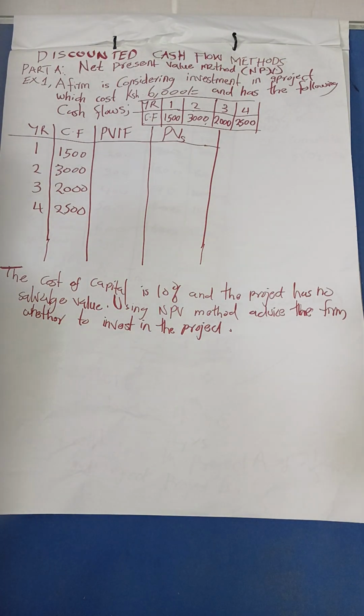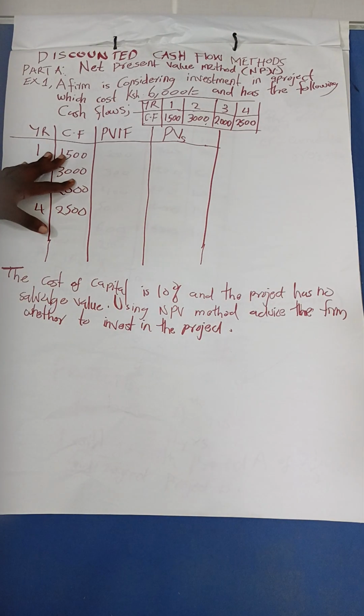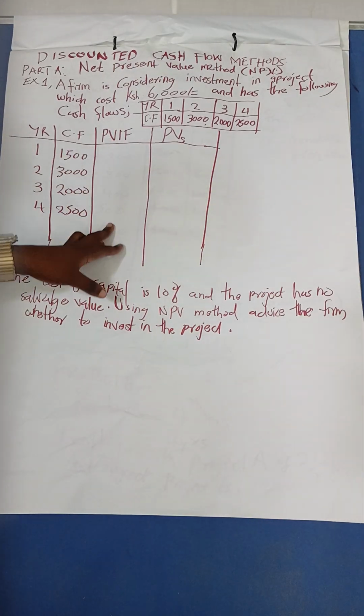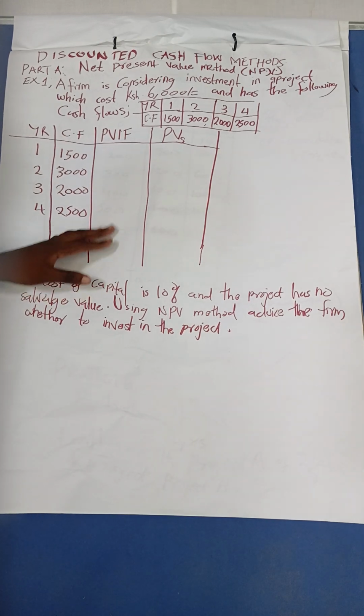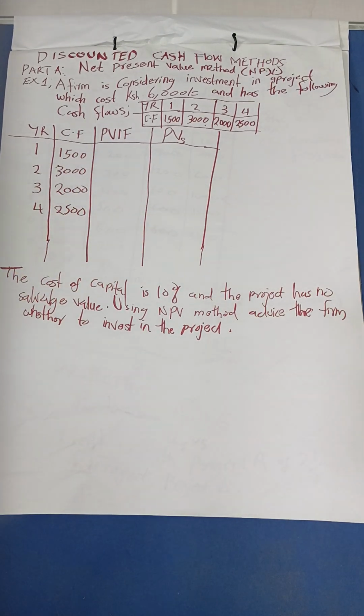Good. In an exam scenario, you can get that the examiner has already done the PVIF column for you. He can give you the cash flow and the PVIF, and then it's just a matter of getting the PVS. That will be easier for you. But just in case the examiner has not filled this part and wants you to fill it, how do you do that? Before that, you have to understand what PVIF is. PVIF stands for the present value interest factor.